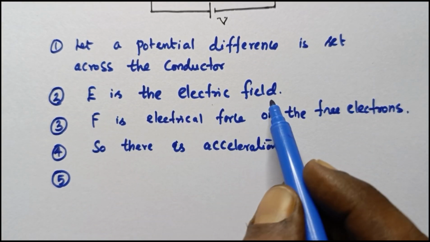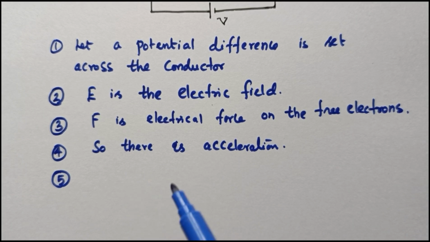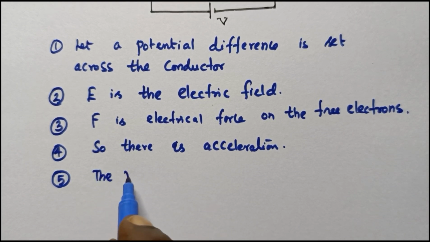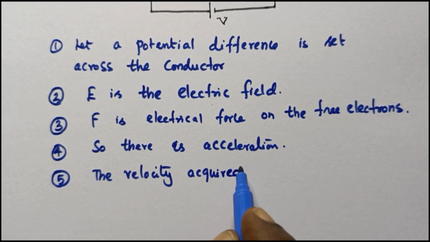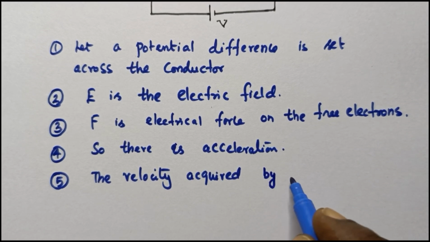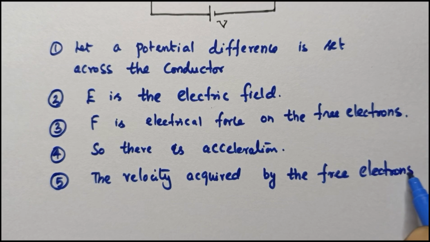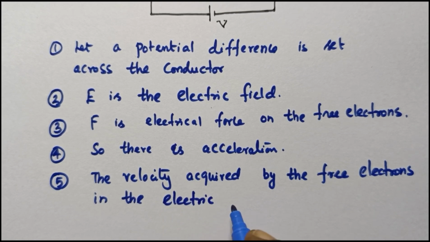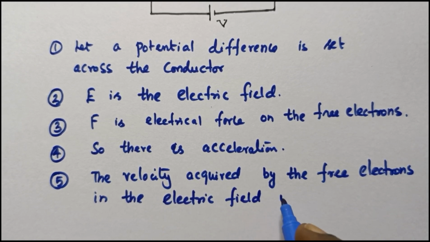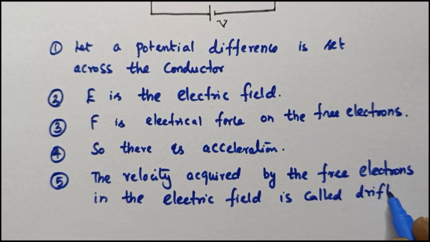So when we are applying the electric field, the electrons are accelerated and the velocity of the electron is called drift velocity. The velocity acquired by the free electrons in the electric field is called drift velocity.